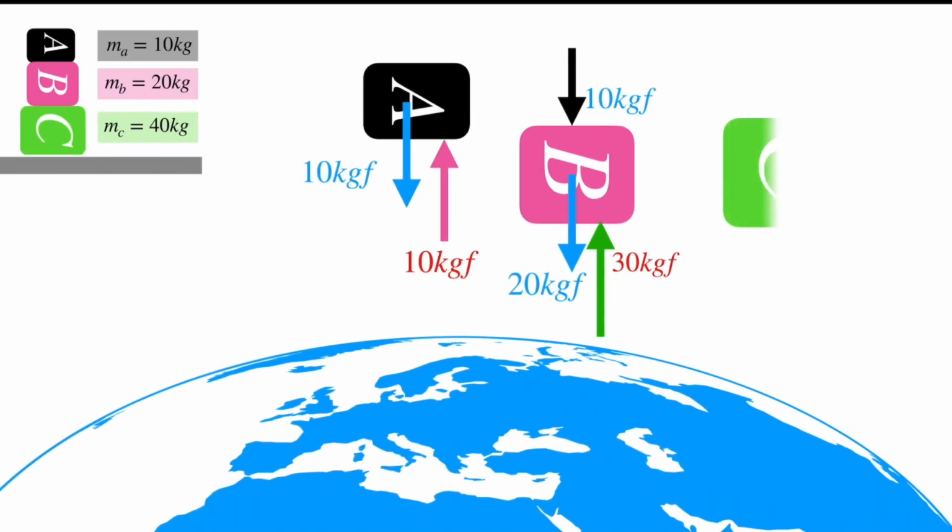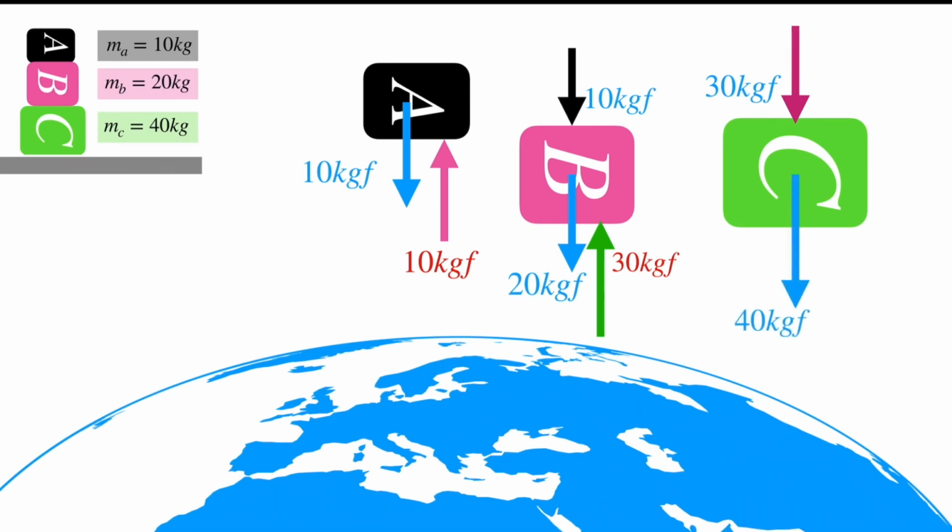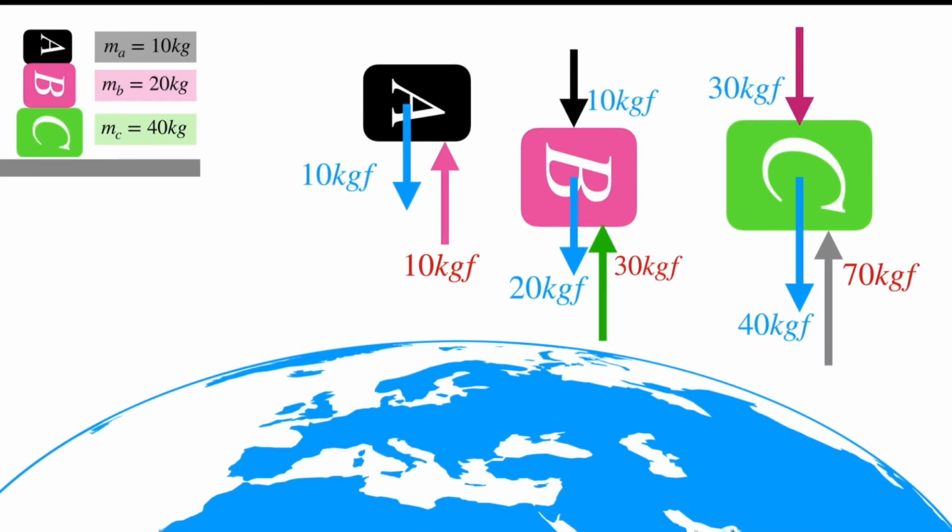In case of block C, normal downward force by block B of 30 kg force, because it is a stack of blocks A and B combined together, plus gravitational pull on C of 40 kg force is counterbalanced by a normal upward reaction force by the ground on block C. Because of these balanced forces, the net force on each block is 0 and the blocks are at rest.